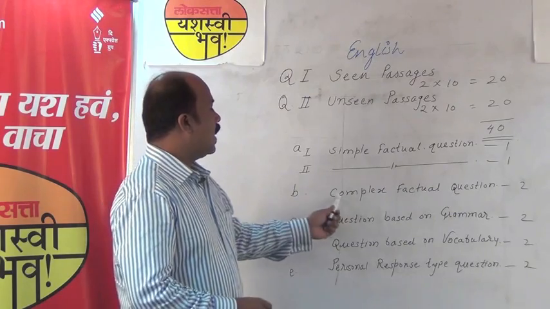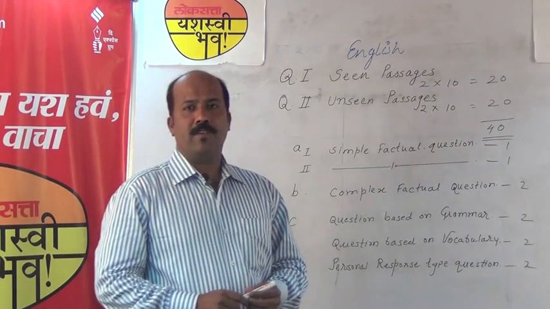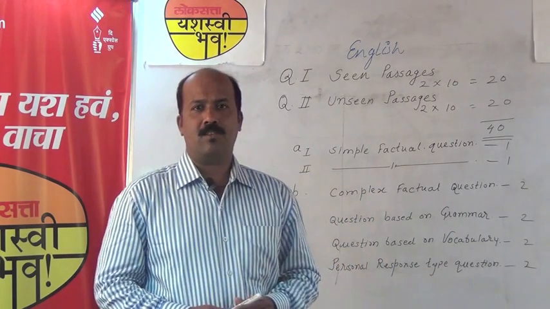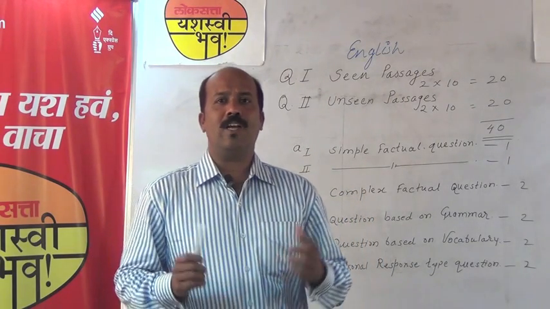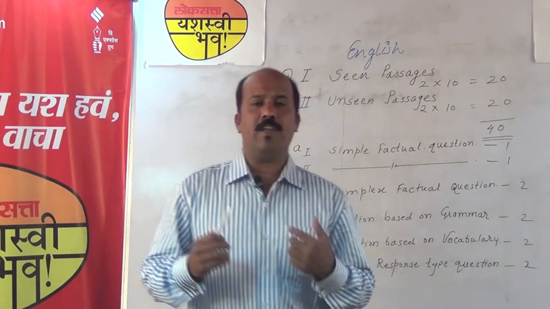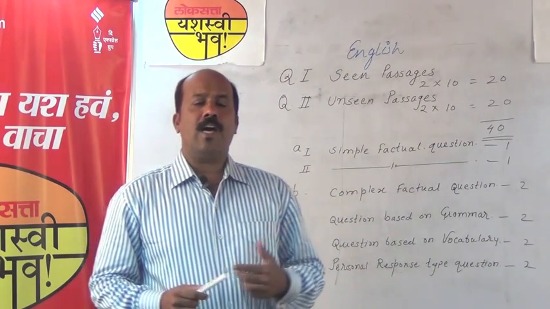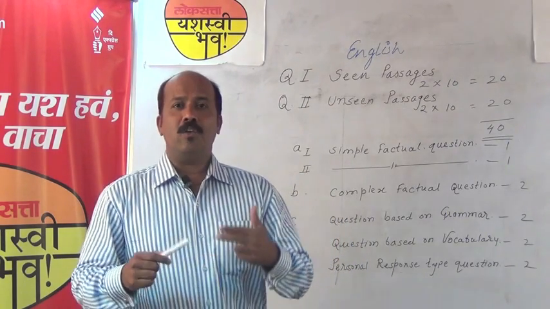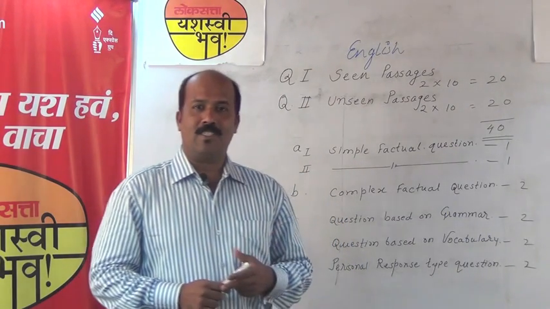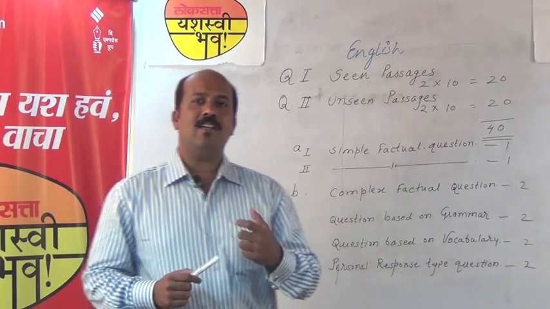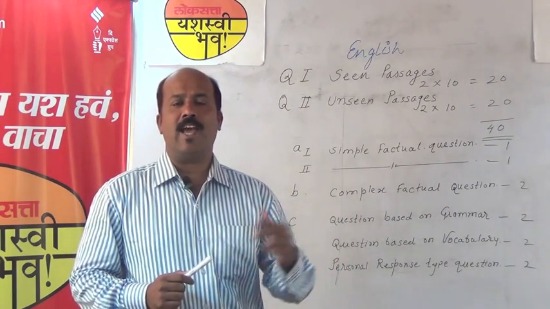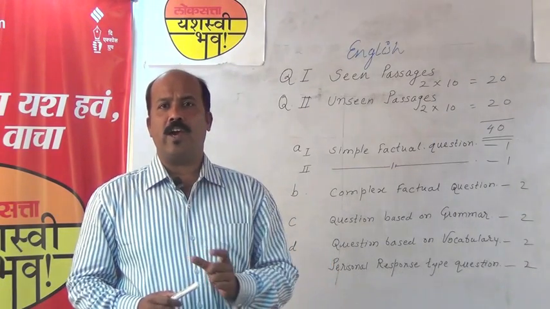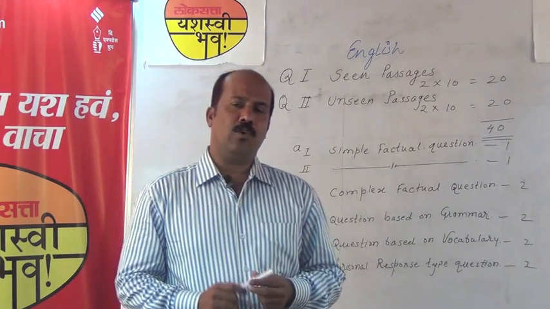The second question is called a complex factual question. Basically, the answer to this question is there in the given passage. Only you have to collect the ideas according to the given question. Then you have to put the ideas in proper sequence. Then start or begin your answer as per the question given to you, or sometimes you can also end your answer as per the question given to you.